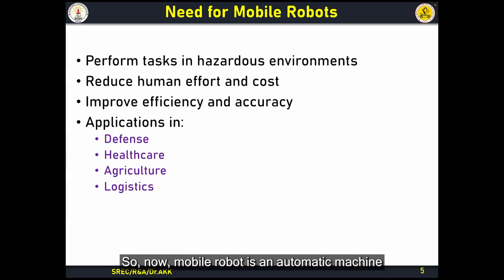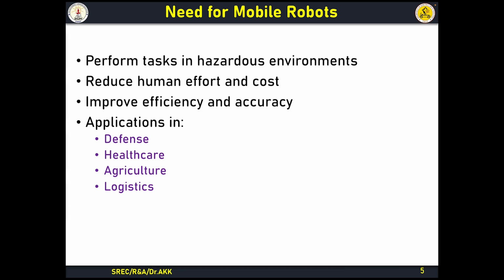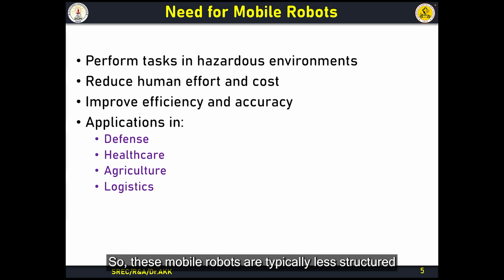Now, a mobile robot is an automatic machine that is capable of locomotion, that is, able to move in and around the environment. So mobile robotics covers robots that roll, walk, fly, or sometimes swim, in the case of underwater mobile robots. These mobile robots may travel on the ground, on the surface of bodies of water, underwater, and in the air. These mobile robots are typically less structured in their operation and likely to involve a larger number of sensors.